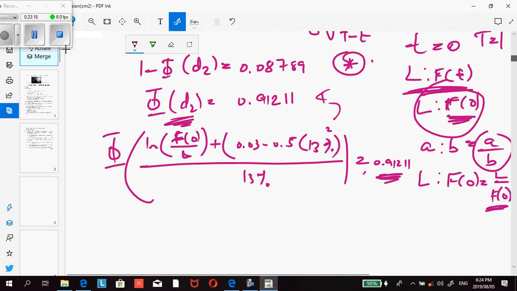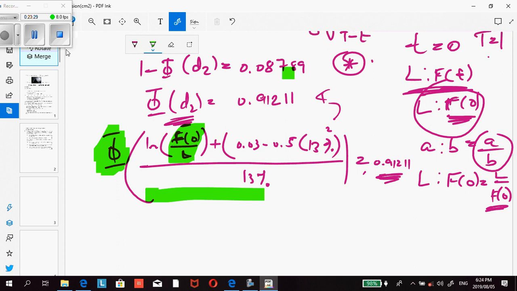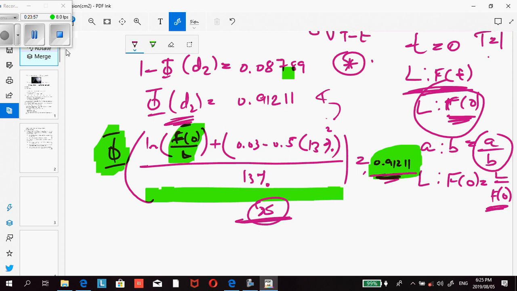Because now what I'm actually going to do, I'm going to work my way to find this. Obviously, if I have this, I can invert it to answer the question the examiner asked me. Now, your phi of this is actually your cumulative distribution of the standard normal. I'm telling you that phi of this whole thing is equal to this here. So there exists a value little x such that the cumulative distribution of this whole thing is equal to 0.91211.